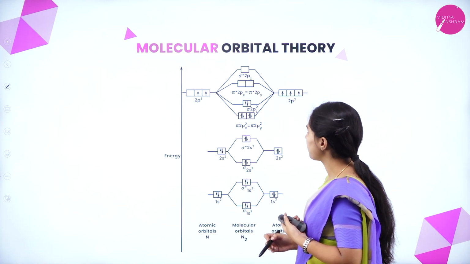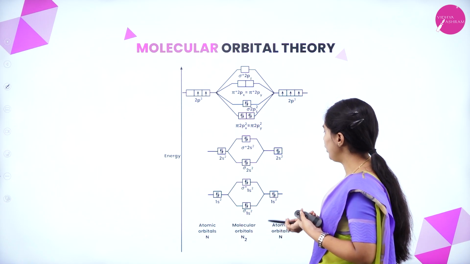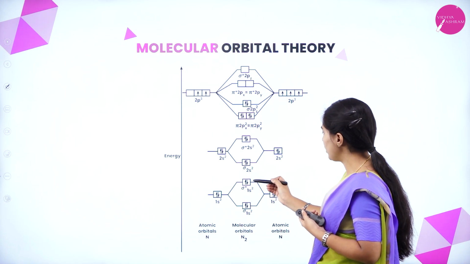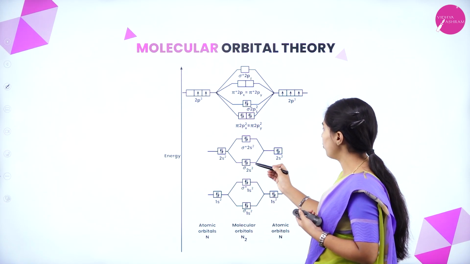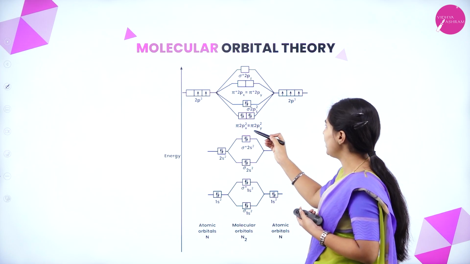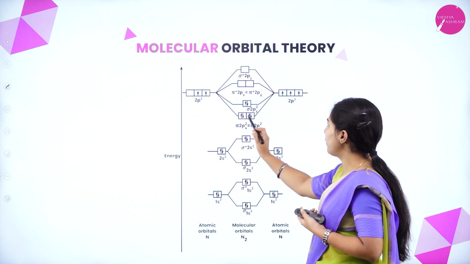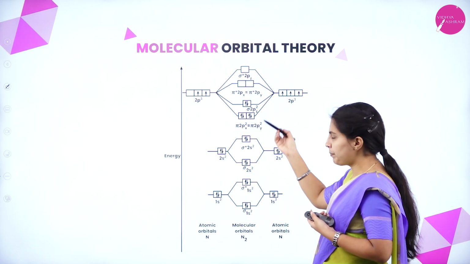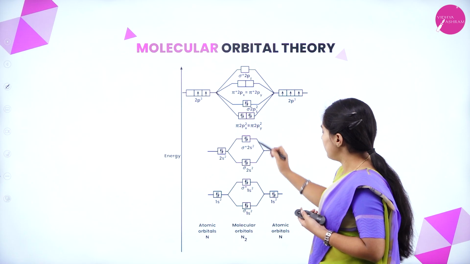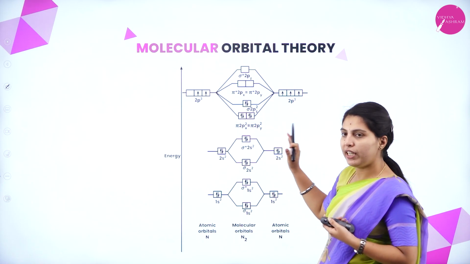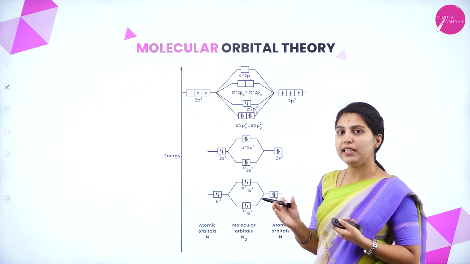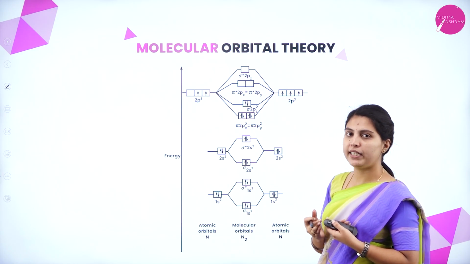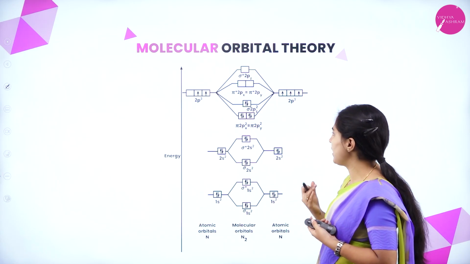See here, this is the N2 molecule: 1s2, sigma star 1s2, 2s2, sigma star 2s2. Here 2px and 2py are equally present and 2pz is also paired. Since it is paired, 14 electrons are there. That's why all the molecular orbitals are completely filled. We can tell that this molecule is diamagnetic and it is highly stable.